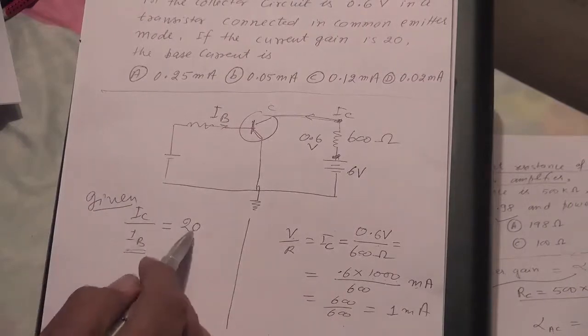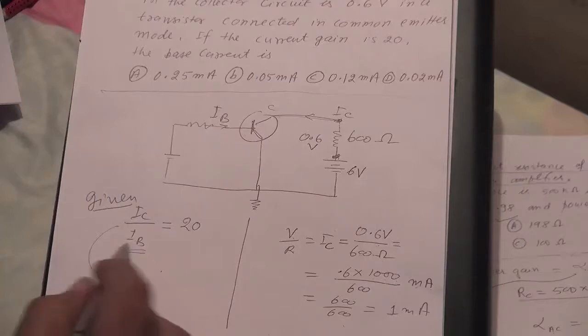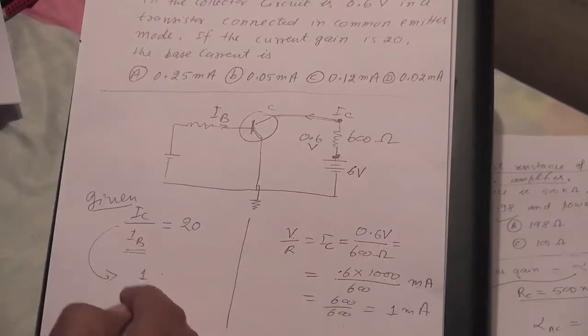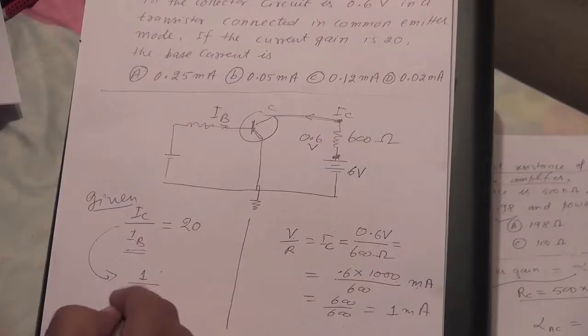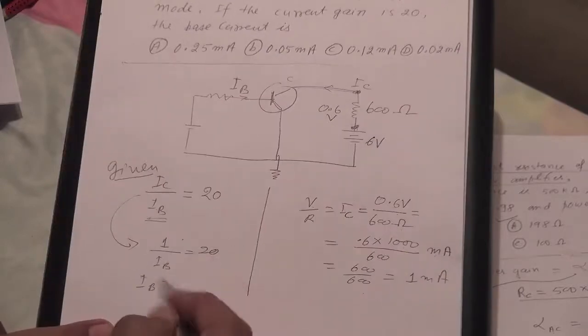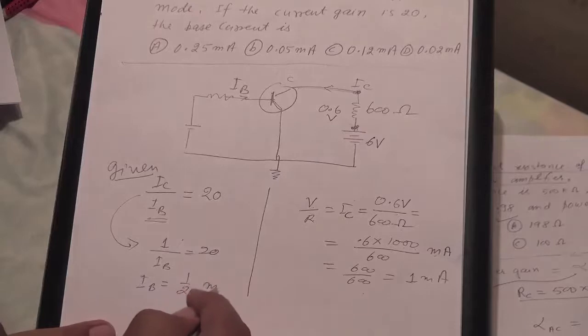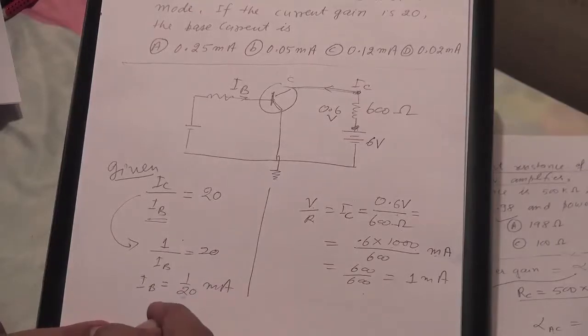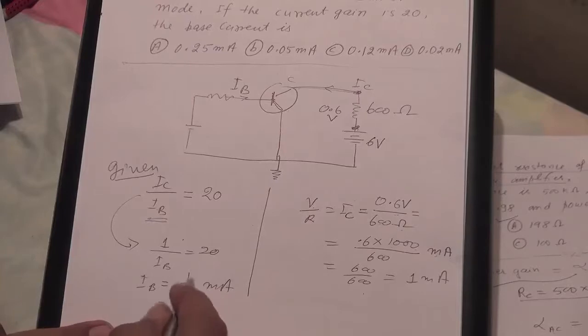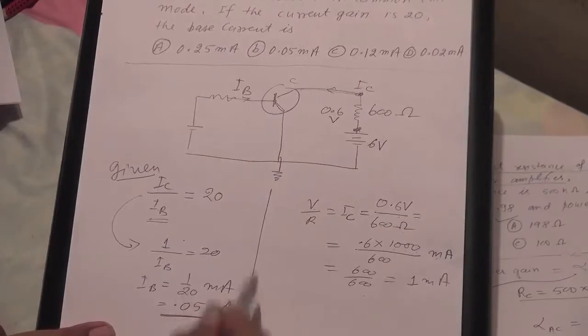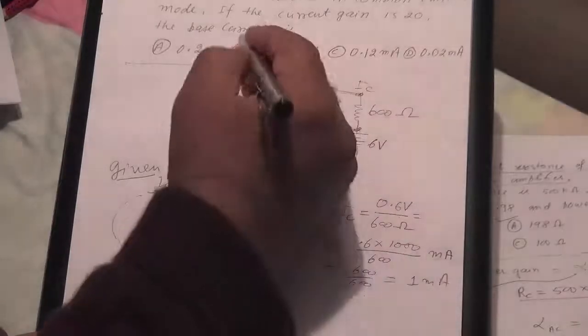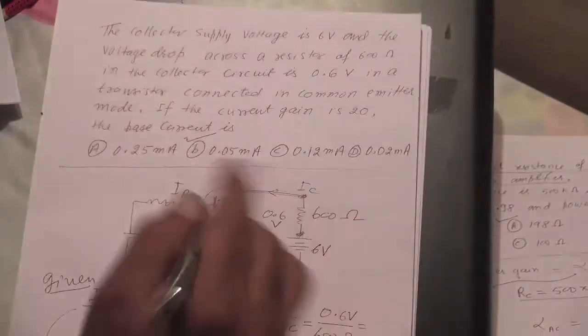IC upon IB given is 20. Here we put IC equal to 1 milliampere upon IB is equal to 20. So how much is IB equal to? IB, that is current in base, is equal to 1 upon 20 milliampere, and 1 upon 20 milliampere is 0.05 milliampere. This is the right answer. See here, this is the right option.